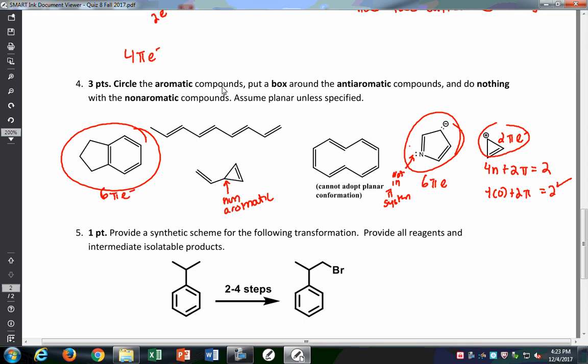If you don't believe me, let's look at the Frost circle. If I put the Frost circle pointed down, I'll have 2 pi electrons, and we do have that paired HOMO in lower energy. So we do have aromatic stability. But for that, we do have to have this be an empty p orbital. That's not an empty p orbital, it's sp3. Then we won't have a cyclic system.